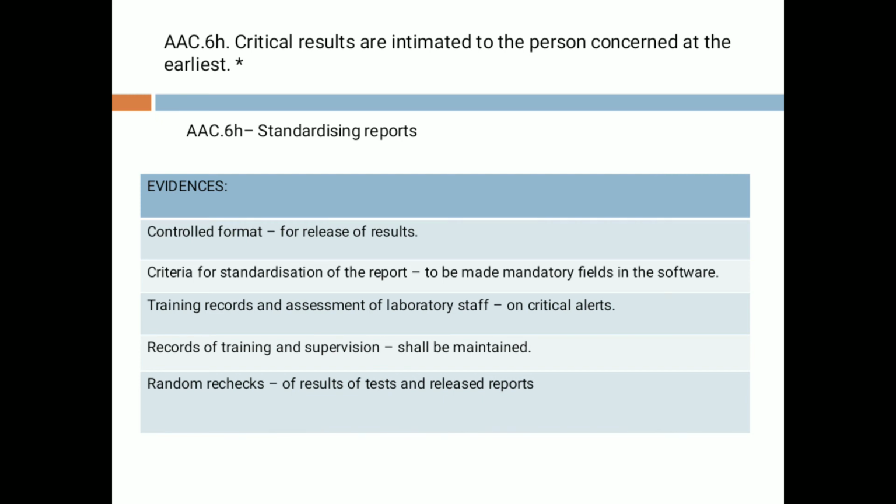Objective element AAC.6h speaks about standardizing reports. Evidences: control format for release of results, criteria for standardized report to be made mandatory fields in the software, training records and assessment of laboratory staff on critical alerts, records of training and supervision shall be maintained, random rechecks of results of tests and released reports.